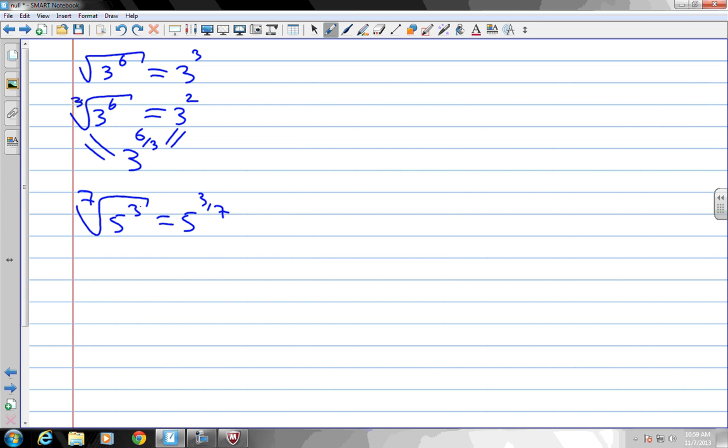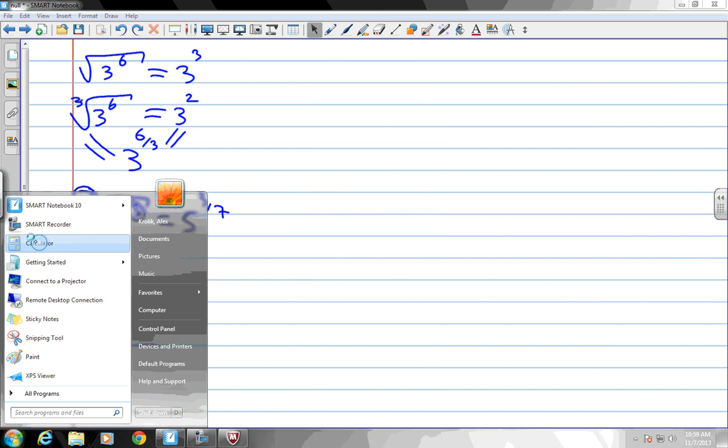You take the power, you take the exponent, and you divide it by the index, just like you did in the previous example. It worked out nice and pretty before. Here it doesn't. But, yeah, just leave it like that. But fractional exponents are radicals. Look at this. Let me show you something on the calculator.